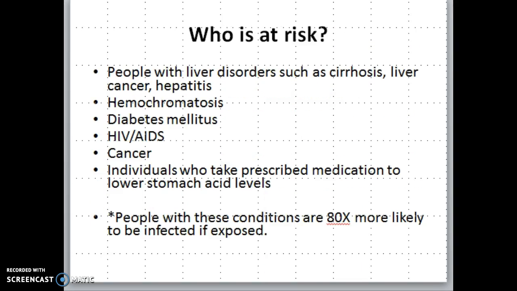So the people who are most at risk of infection when they are exposed to Vibrio vulnificus have generally underlying health conditions.